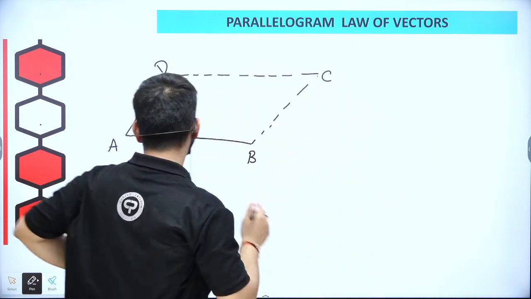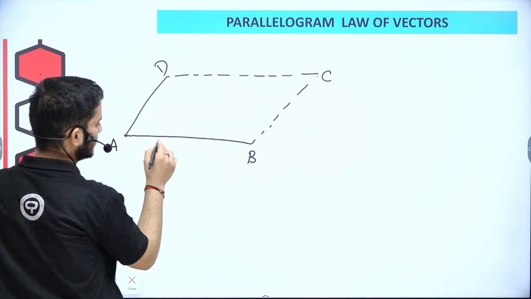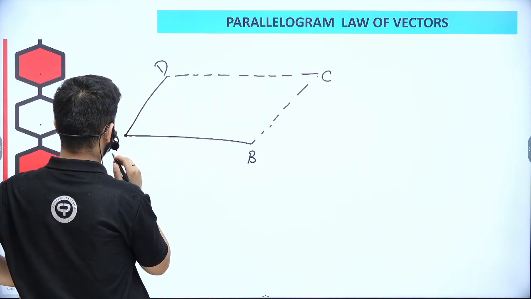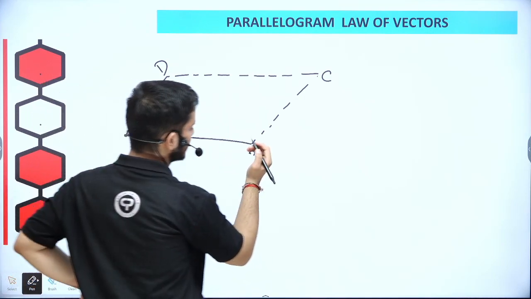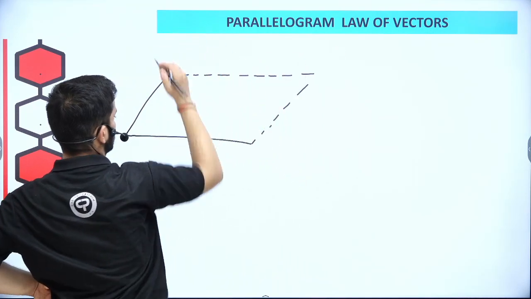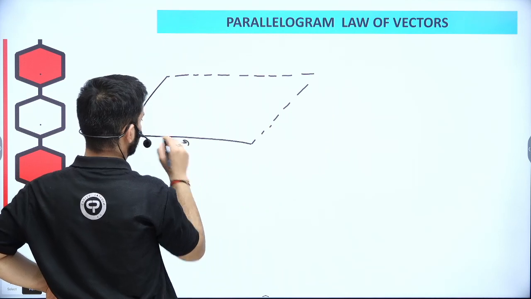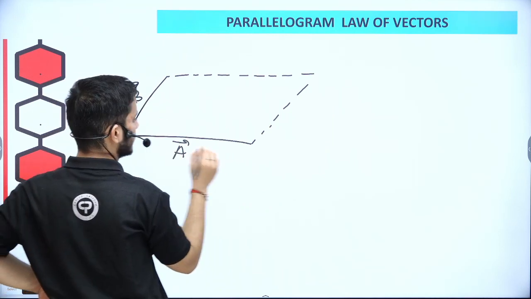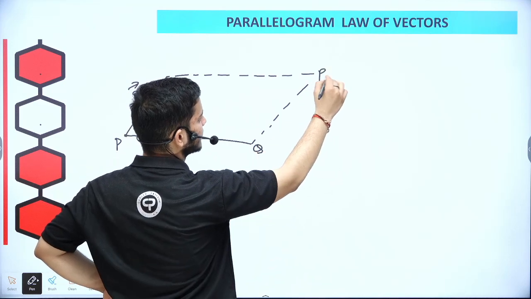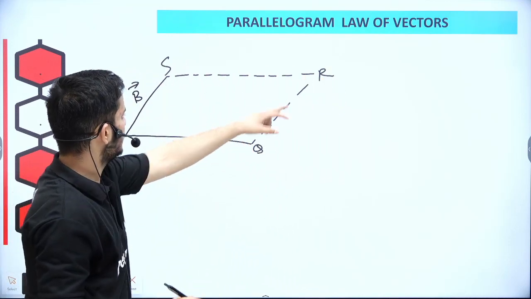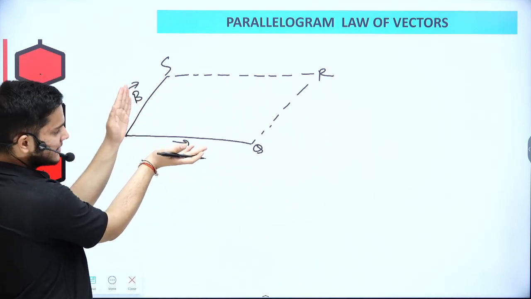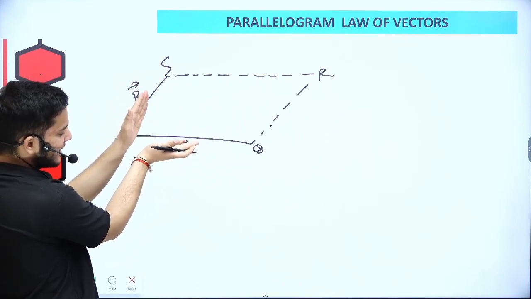Suppose let's take a point, okay, let's not take vertices, let's take vectors. Suppose this is the a vector, this is the b vector, and these are points p, q, r, s. So this is the a vector and this is the b vector. These are the two adjacent sides, and we are taking two vectors on two adjacent sides.